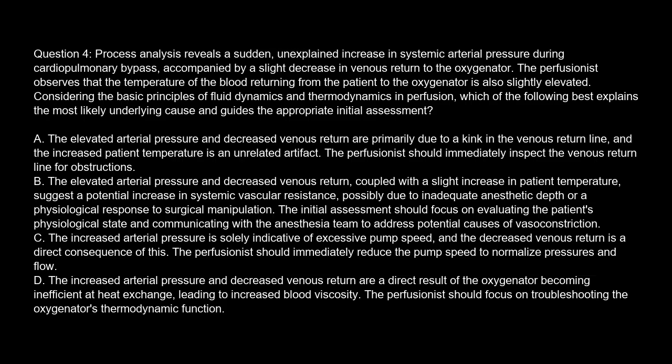Option C. The increased arterial pressure is solely indicative of excessive pump speed, and the decreased venous return is a direct consequence of this. The perfusionist should immediately reduce the pump speed to normalize pressures and flow. Option D. The increased arterial pressure and decreased venous return are a direct result of the oxygenator becoming inefficient at heat exchange, leading to increased blood viscosity. The perfusionist should focus on troubleshooting the oxygenator's thermodynamic function.